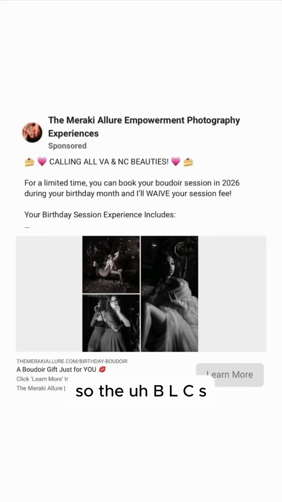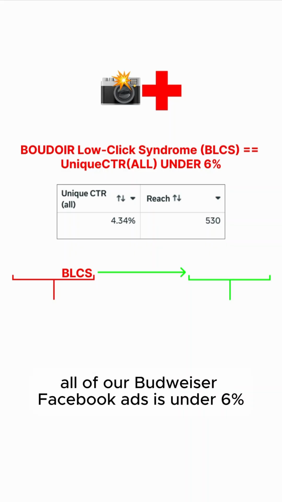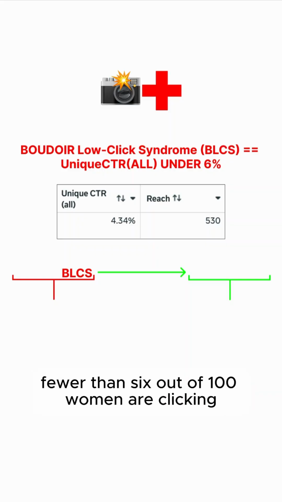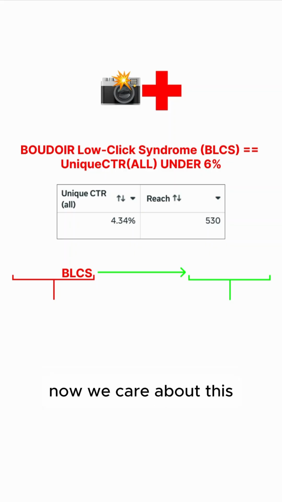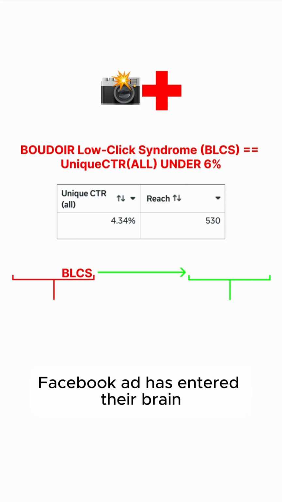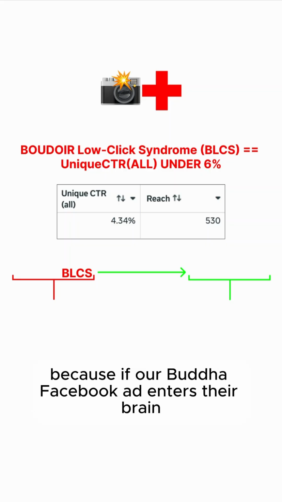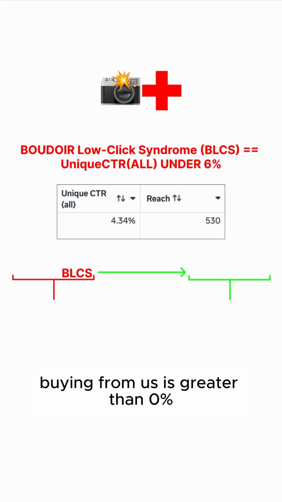So BLCS, aka Boudoir low click syndrome, is when the unique CTR of all our Boudoir Facebook ads is under 6%. This means fewer than 6 out of 100 women are clicking somewhere on our Boudoir Facebook ads. And we care about this because if they click somewhere on our ads, that means your Boudoir Facebook ad has entered their brain. And if our ad enters their brain, that's the only chance of them buying from us being greater than 0%.